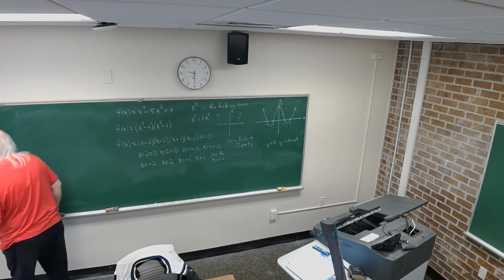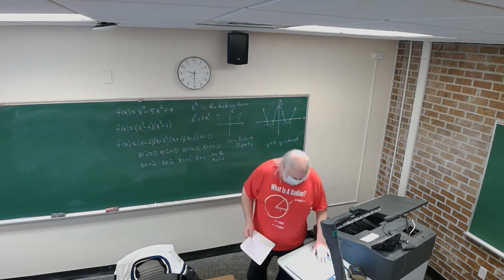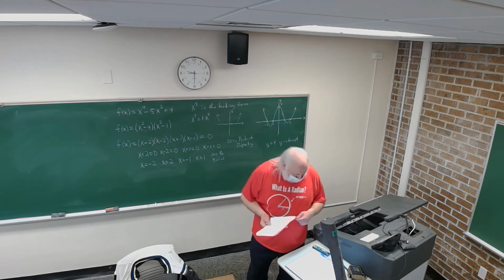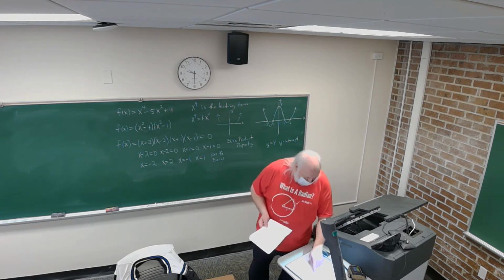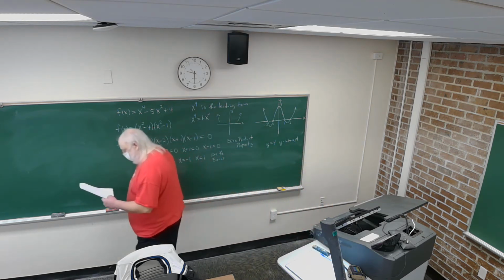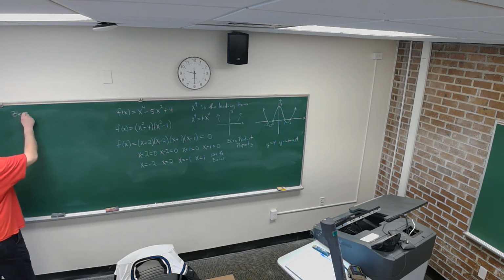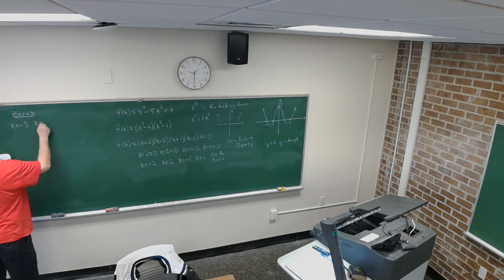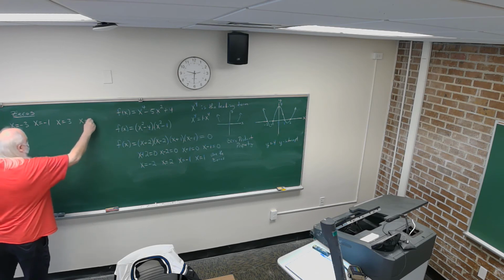Okay. In example 3, a little bit more challenging problem. Find a polynomial function with leading coefficient equal to 2 and zeros -3, -1, 3, and 4. So the zeros are x equals -3, x equals -1, x equals 3, and x equals 4.